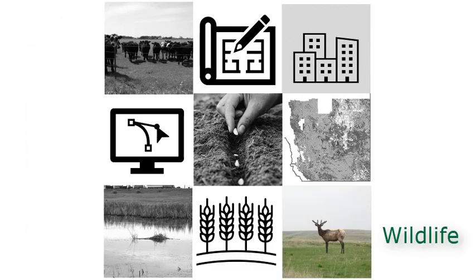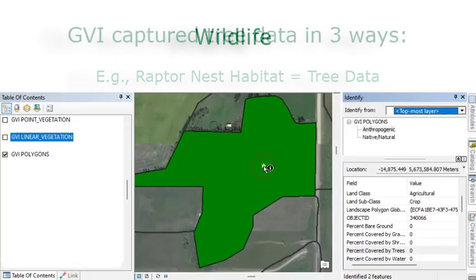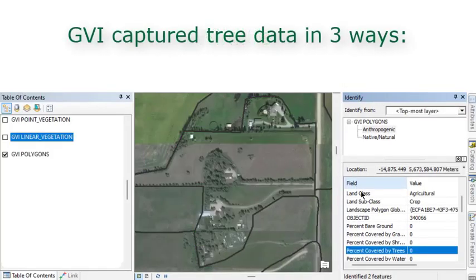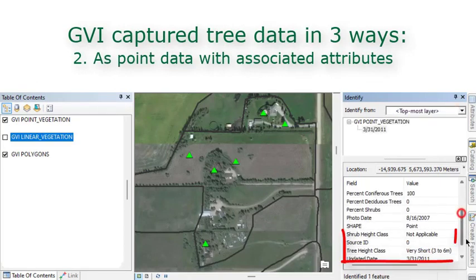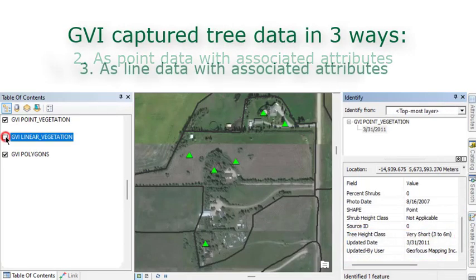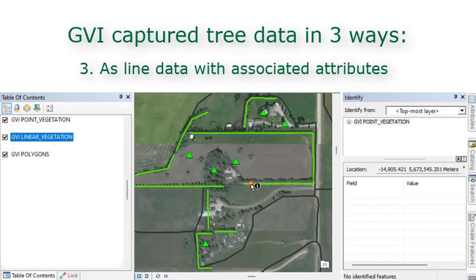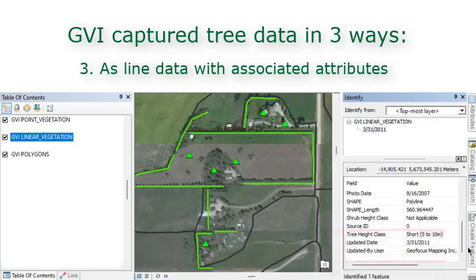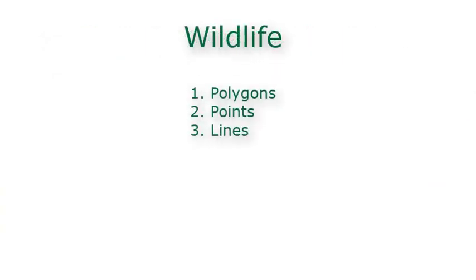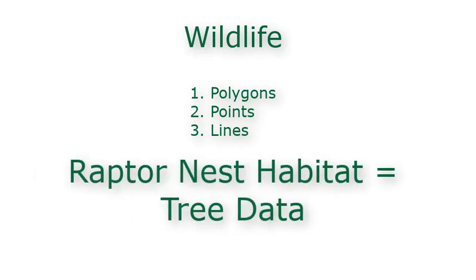GVI can be used to review wildlife habitat on the landscape. In addition to the tree data associated with polygons, there are also points and lines that represent trees not captured within the polygons. These three sources of tree information make it great for determining where raptor nest surveys might be needed.